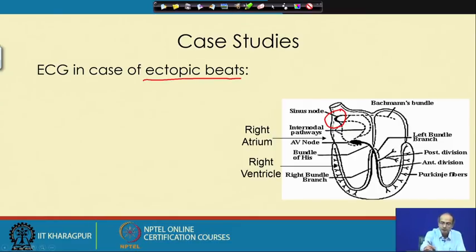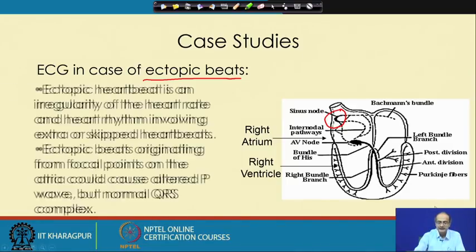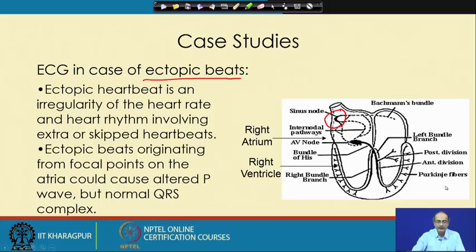Okay. So, here the main thing is that the SA node and the supporting nodes are not in synchronism, and either we are getting multiple inputs instead of a single beat, or sometimes the SA node signal is becoming weak and that beat is missed altogether.